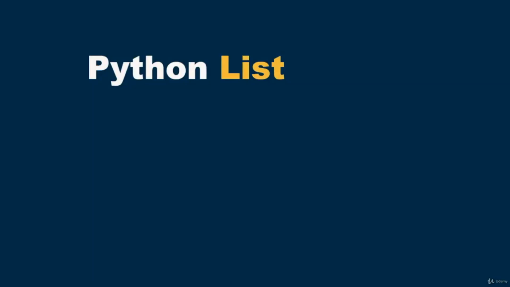Hello and welcome to this video. What is a Python list? A Python list is a collection of data that can be of mixed data types. Unlike variables that can only store one value in a container, a Python list can store multiple values inside one container.